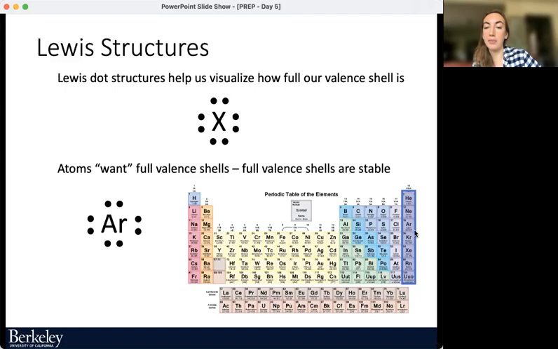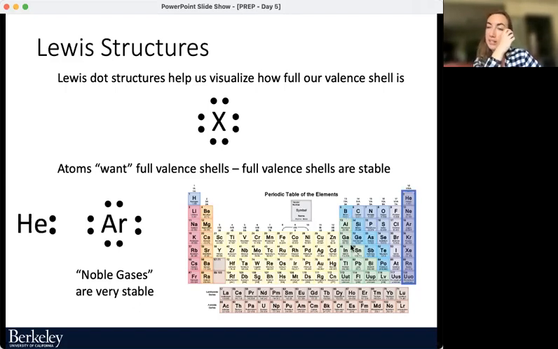So argon, for example, is right here. We would draw its Lewis structure like this, and it has a full valence shell. We call these noble gases because they're very stable. They don't do anything. There's no drama. They're very calm and collected. They just hang out. They don't react with anybody for the most part.